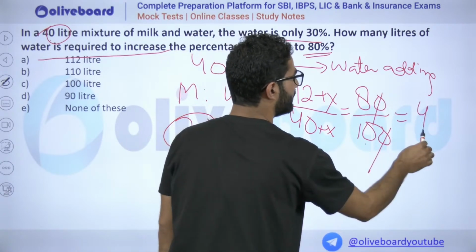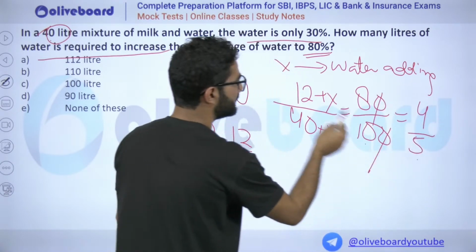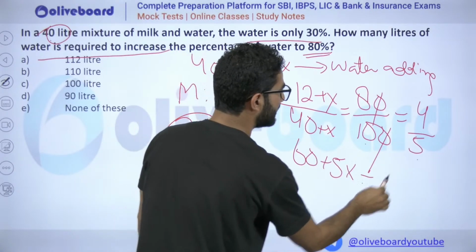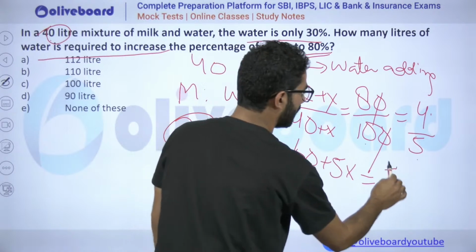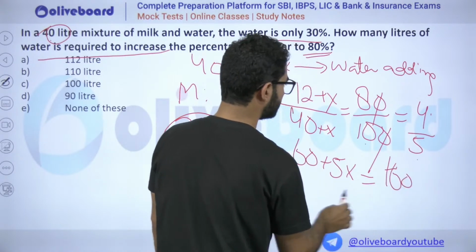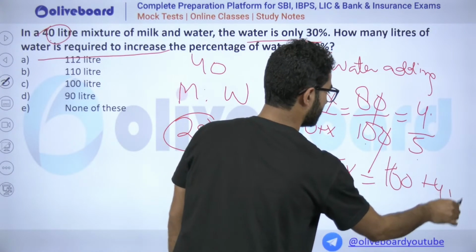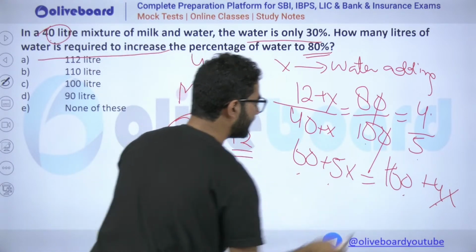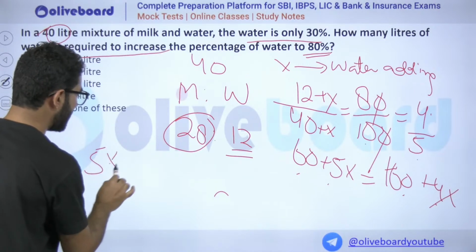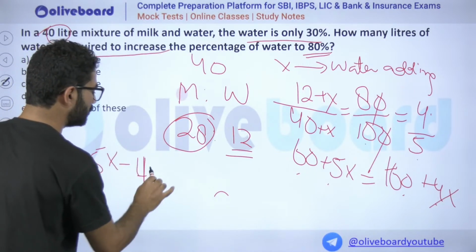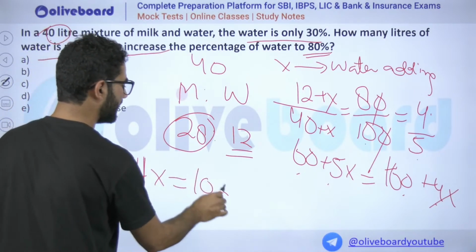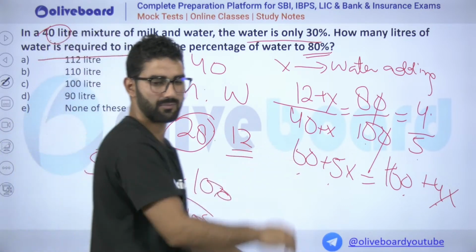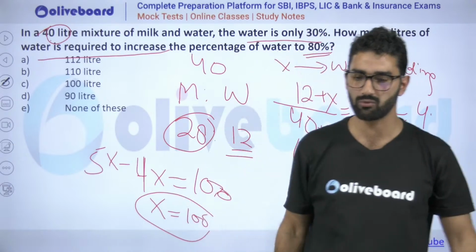It is nothing but 4 upon 5. Simply just multiply. It is 160 plus 4x. Now, if you take this to this side, this to that side, it is nothing but 5x minus 4x. You don't have to do that much calculation. That is 100. So x is nothing but 100. I am just doing many steps in order to make it clear to you how to tackle this.